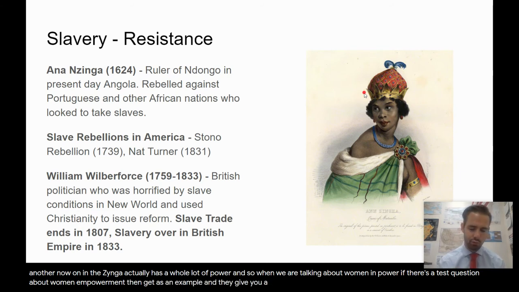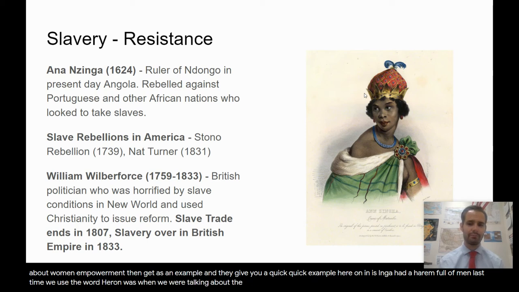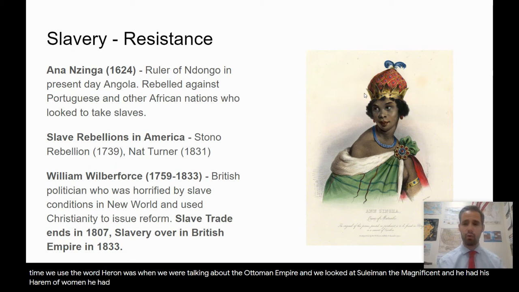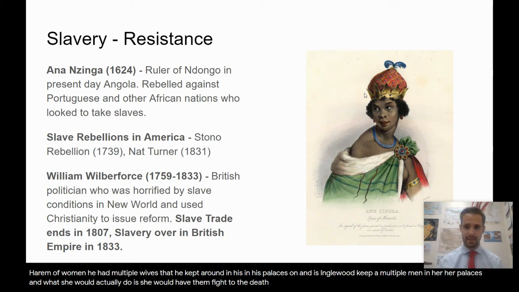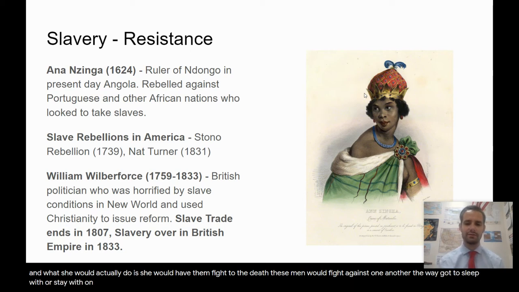And let me give you a quick example here. Anna Nzinga had a harem full of men. Last time we used the word harem was when we were talking about the Ottoman Empire, and we looked at Suleiman the Magnificent, and he had his harem of women. He had multiple wives that he kept around in his palaces. Anna Nzinga would keep multiple men in her palaces, and what she would actually do is she would have them fight to the death. These men would fight against one another. The winner, the one who killed all the other men, got to stay with Anna Nzinga that night, and then she would have him killed in the morning. So she's incredibly powerful. You definitely don't want to mess with her.